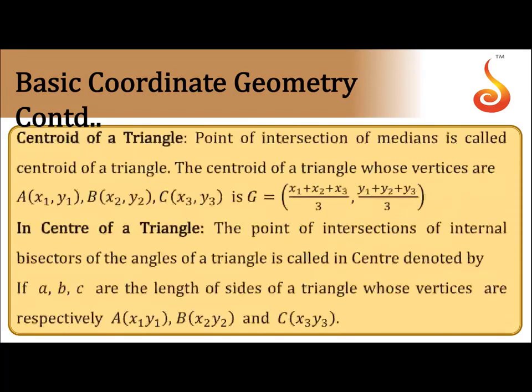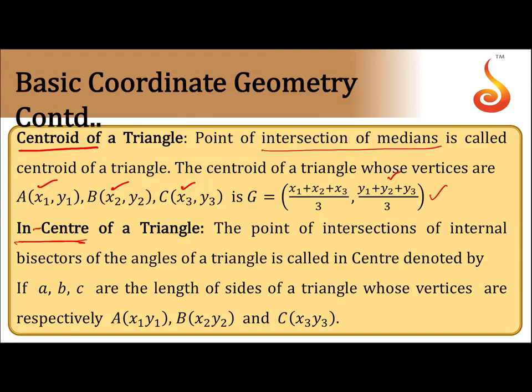And the next one is about the centers of the triangle. First, the centroid of the triangle. Next, incenter, orthocenter, circumcenter. What exactly does the centroid of the triangle mean? This is the formula from the basic one, and it is very simple. The point of intersection of the medians is called the centroid, and the formula is (x1 plus x2 plus x3) by 3, (y1 plus y2 plus y3) by 3. So it is the average of the sum of the x coordinates and the sum of the y coordinates.